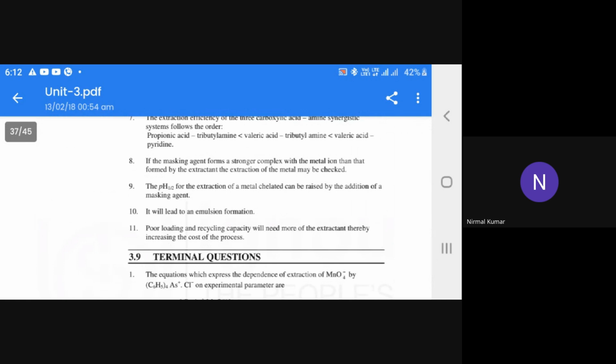Okay, just give me a 5-minute break. So we'll start the next one, chromatography.